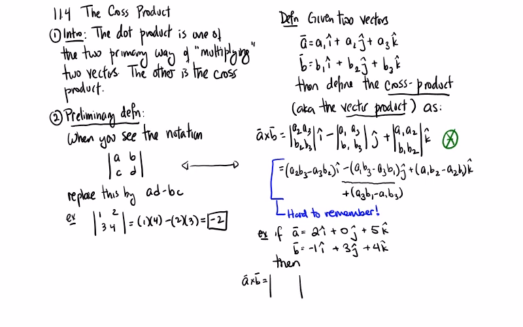So for the i component, I'm going to ignore the i components in A and B, and I'm going to write down the 4 remaining numbers, 0, 3, 5, 4. Do a minus. For the j component, I'm going to ignore the j's in A and B: 2, negative 1, 5, 4. For the k's, ignore the k's: 2, 0, negative 1, 3.